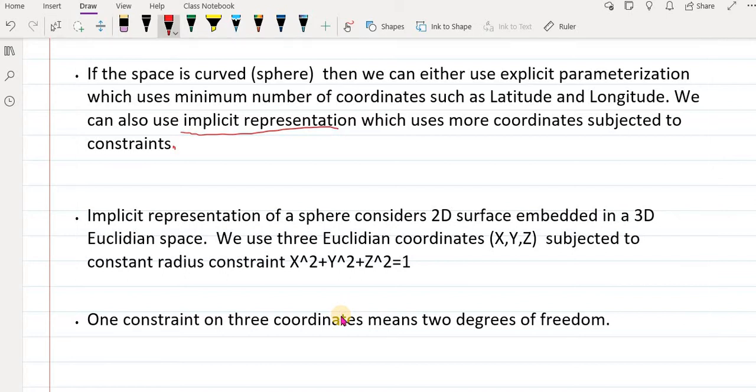The explicit representation is easier to understand, in which we use the minimum number of coordinates, latitude and longitude. These are horizontal and vertical lines, as we discussed in the previous slide. But for implicit representation of a sphere, consider a 2D surface embedded in a 3D Euclidean space. We use three Euclidean coordinates, x, y, z, subjected to a constant radius constraint, which is x squared plus y squared plus z squared is equal to 1. So this is how we use implicit representation.